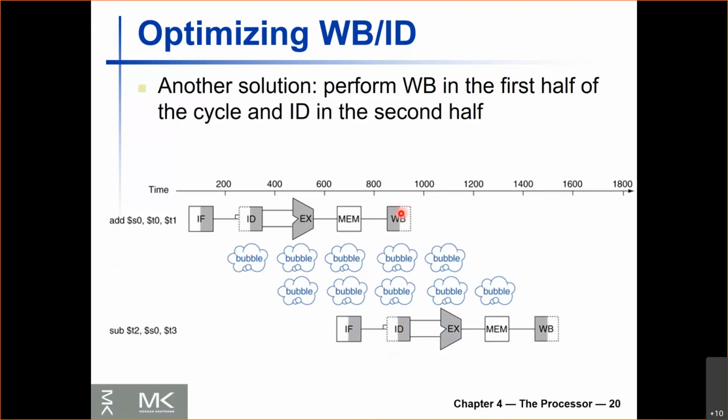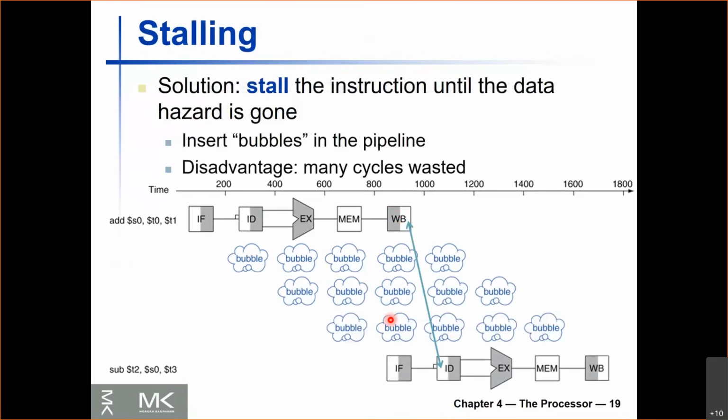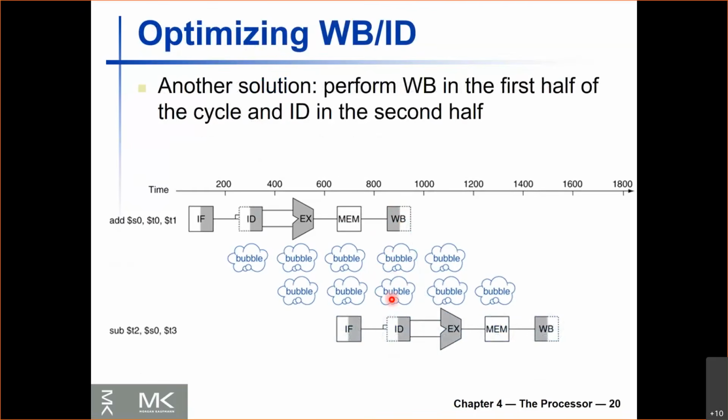Okay, and by doing this, we can do the write back stage in the first half of the clock cycle, and then do the instruction decode in the second half of the clock cycle. The register that's written during the write back stage will be written in the middle of the clock cycle. So if we do this, then rather than stalling for 3 cycles, we can stall for only 2 steps.